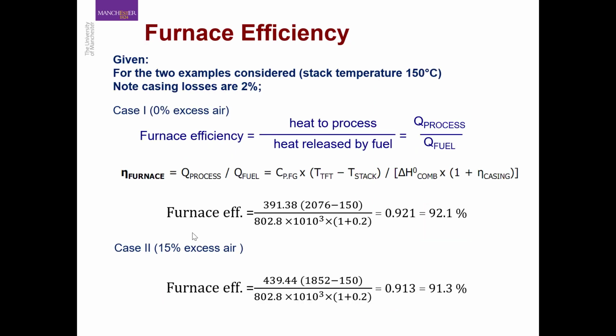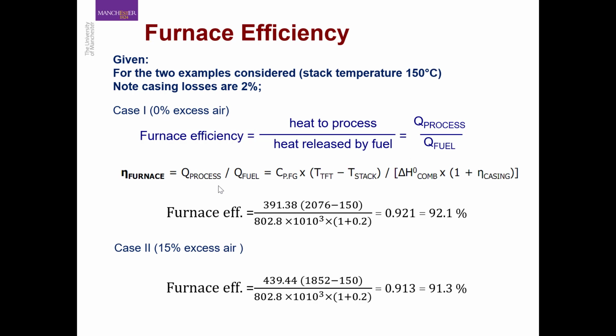So let's say that it is given to us that the stack temperature is 150 degrees centigrade for both of the cases that we just calculated, and we also know that the casing losses are 2%. So we can calculate the furnace efficiency, let's say for case 1, given by this equation.